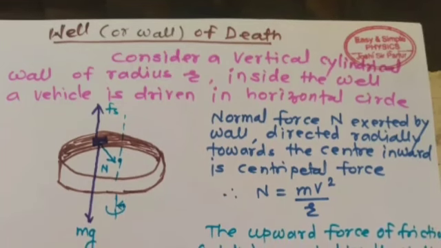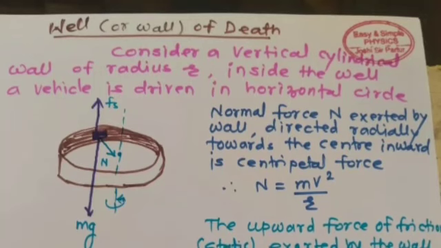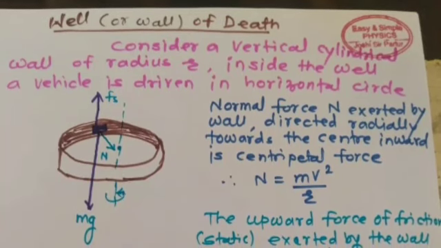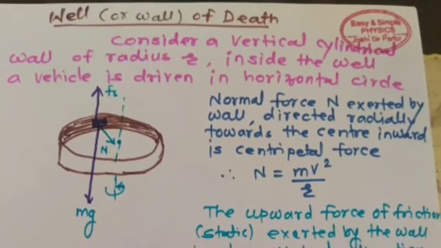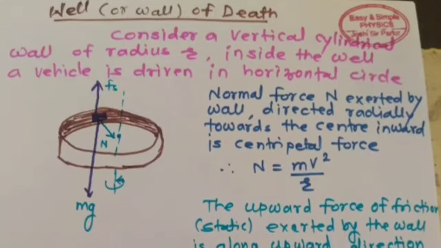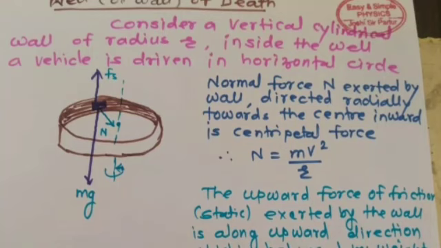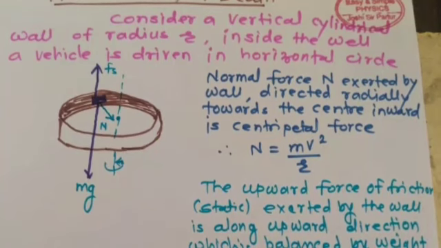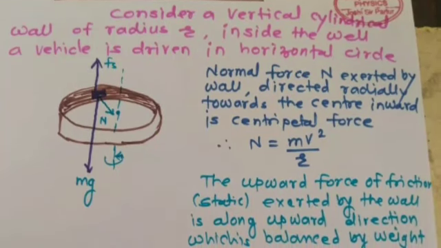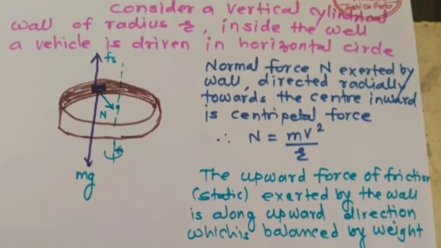Well or wall of death. Consider a vertical cylindrical wall of radius r. Inside the well, a vehicle is driven in a horizontal circle.